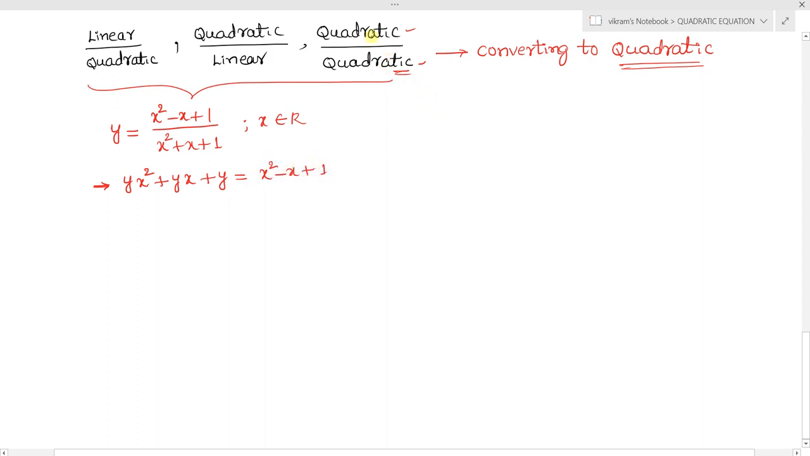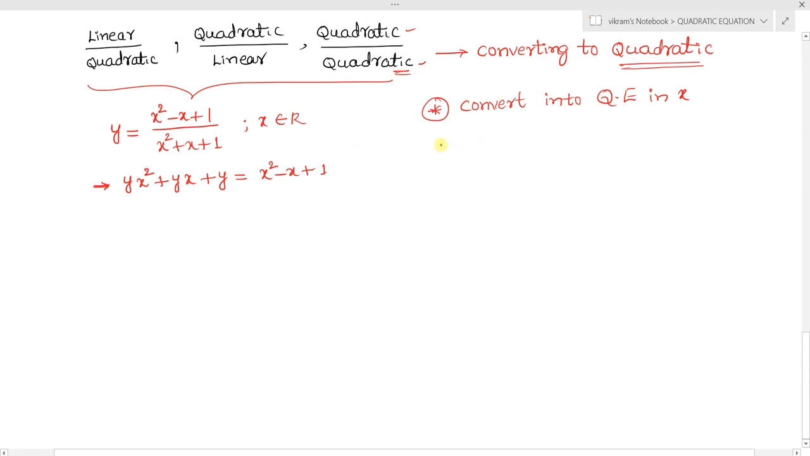And we are saying that all three types are solved with the help of converting to quadratic. The first thing we need to do is convert the given function into a quadratic equation in the variable x by cross multiplying.